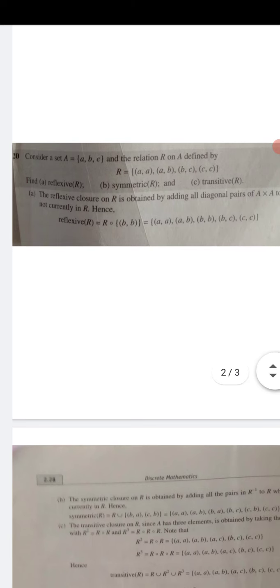Next, we can see the next question. Third question, in types of relations or equivalence, types of relations, any kind of relation. Consider a set A = {a, b, c} and the relation R on A defined by R = {(a,b), (b,c), (c,c)}. So the set is given, the relation is given. So we have to find reflexive, symmetric, transitive.